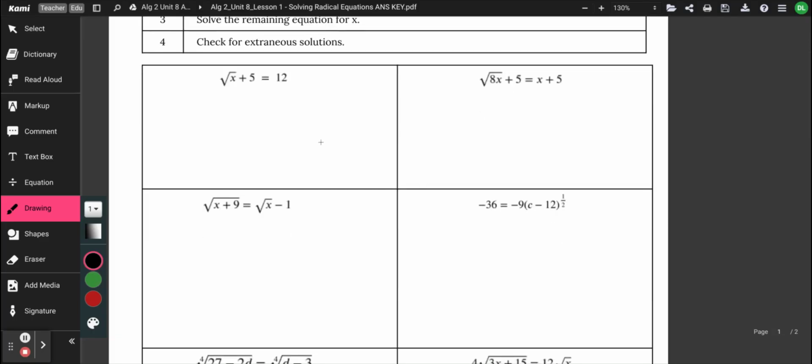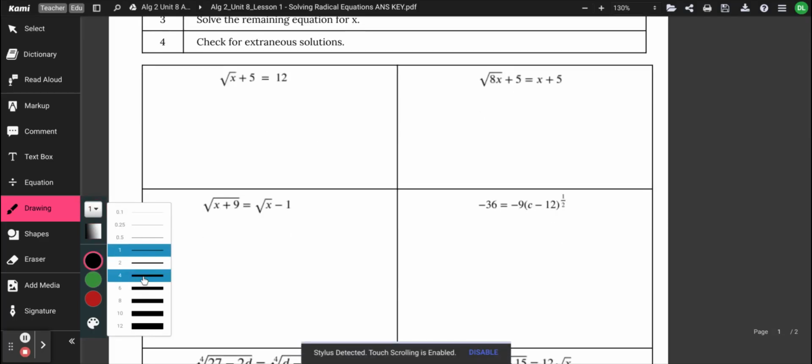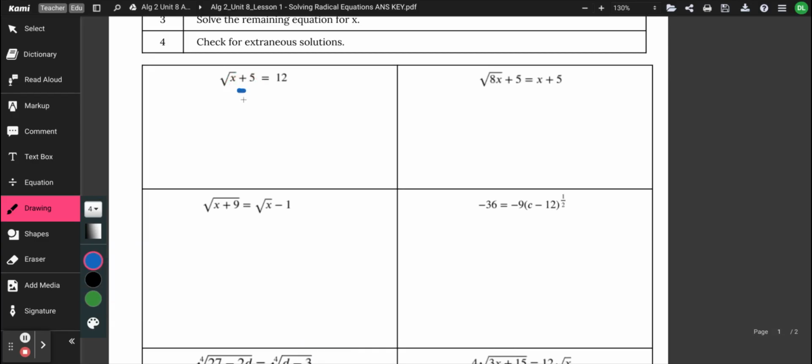On this first one, I see that my square root of x is on the same side as the plus 5. So we're going to subtract 5. Ooh, that is very, very big. Let's fix that. We will subtract 5 from both sides, which will give us the square root of x equals 7. And then I need to square both sides because this is the square root. Remember, the inverse of that is squaring it. So the square root of x squared is just x, and then 7 squared is 49.